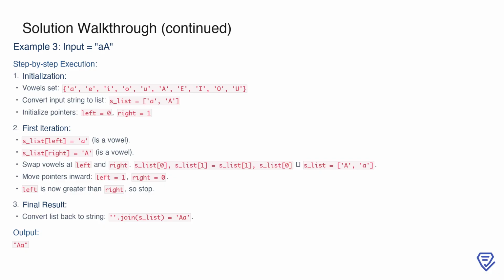Left increments to 1, and right decrements to 0. Now, since left is greater than right, we stop. Finally, we convert the list back to a string, resulting in AA, which is returned as the output.